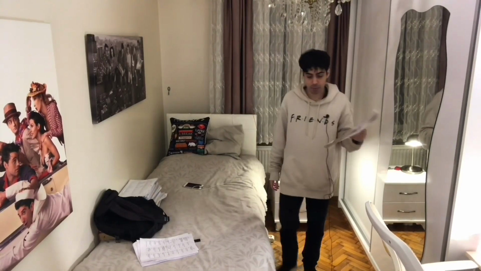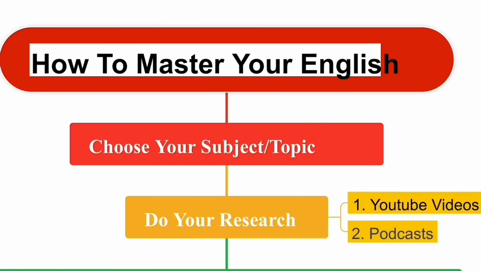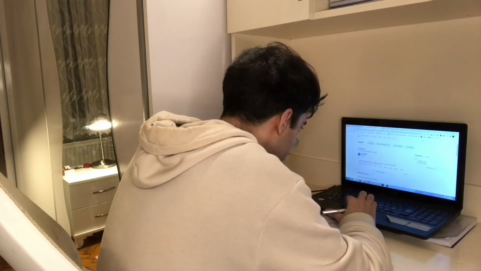If your level is between beginner and intermediate, you need to practice with the script of French. As for me, as someone who is advanced, I need to practice with the script of YouTube videos. And remember, when you practice with the script of YouTube videos, you need to have a specific goal. If you're between intermediate and advanced level, you can do the exact same things that I do in the second part of this video.